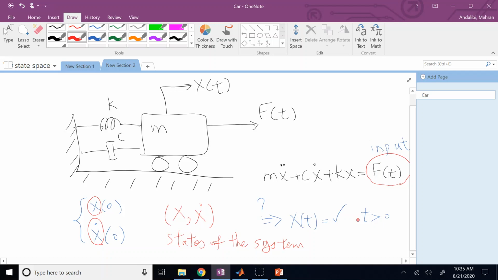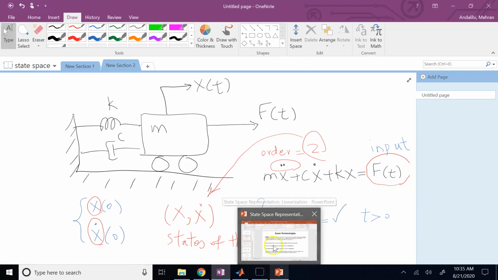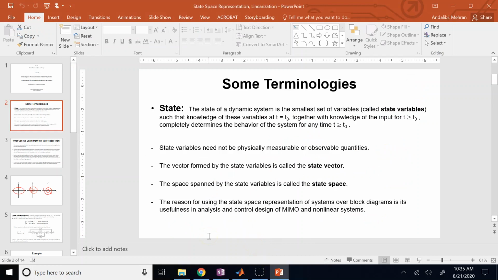What is that minimum? The minimum is the order of your governing differential equation. Since the order of your differential equation is what? 2, then you need how many states? 2 states. Okay, so that's the point. Minimum is the order of the governing ODE. So we'll learn about the meaning of states.